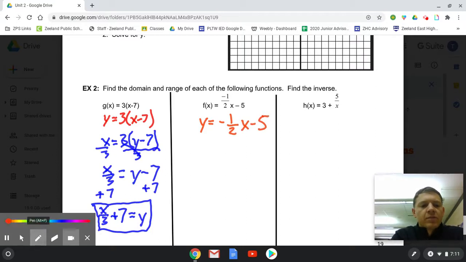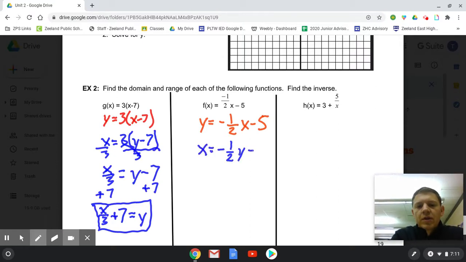First step, switch the x and the y. So I'll rewrite it as x equals negative 1/2 times y, then minus 5. All right, what are the things that are keeping this alone? The negative 5 is keeping the y from being alone. The negative 1/2 is keeping the y from being alone.